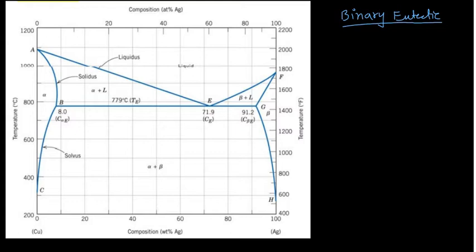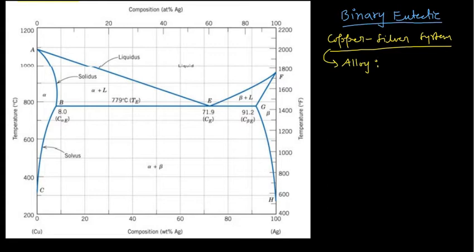So this diagram which you are seeing here is the phase diagram for the copper silver system. That means we are discussing an alloy. Do you know what an alloy is? An alloy is nothing but a mixture of more than one metal. So you can consider alloys as solid solutions. We are discussing the phase diagram of solid solutions.